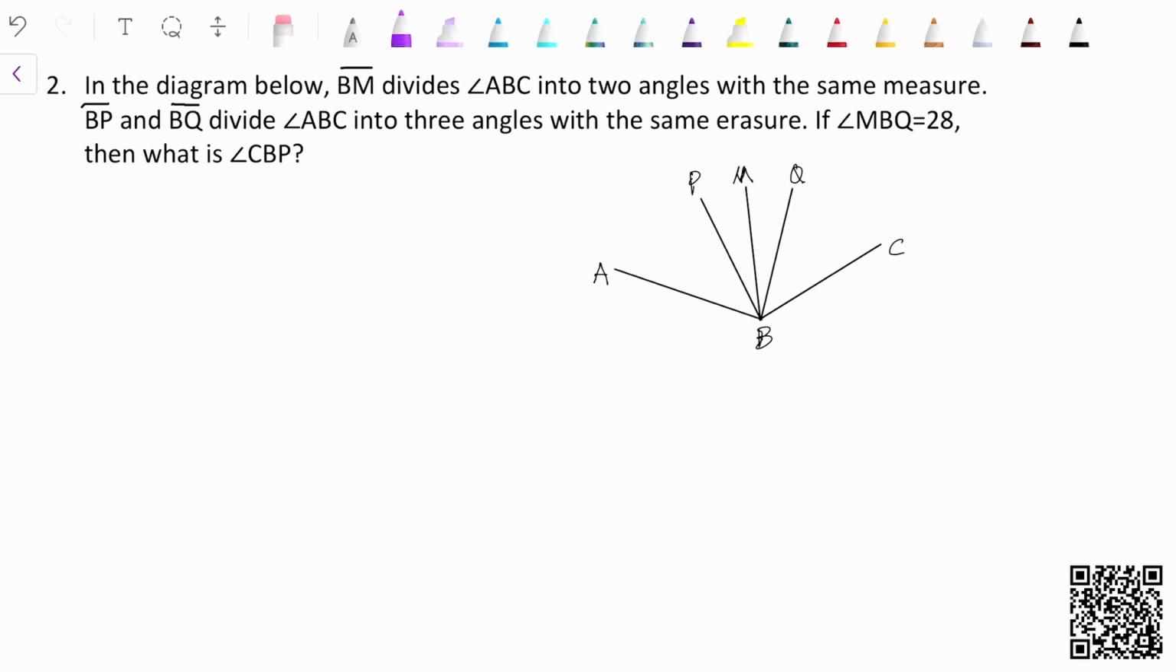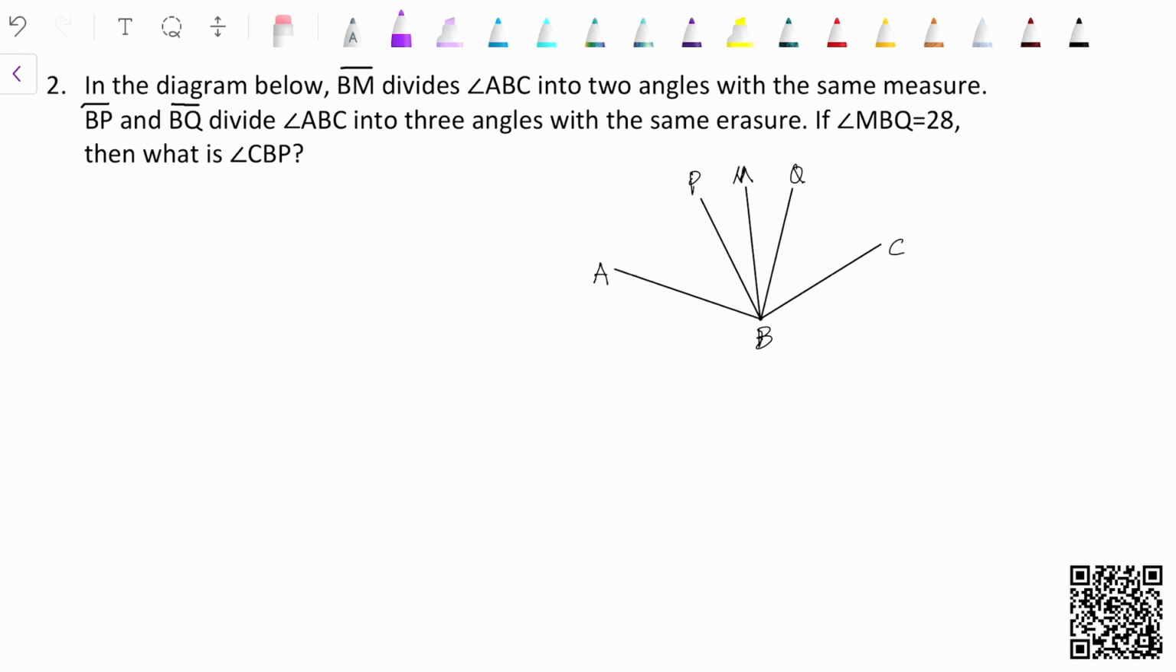In the diagram below, line BM divides angle ABC into 2 angles with the same measure. BP and BQ divide angle ABC into 3 angles with the same measure. If angle MBQ is equivalent to 28, then what is angle CBP?